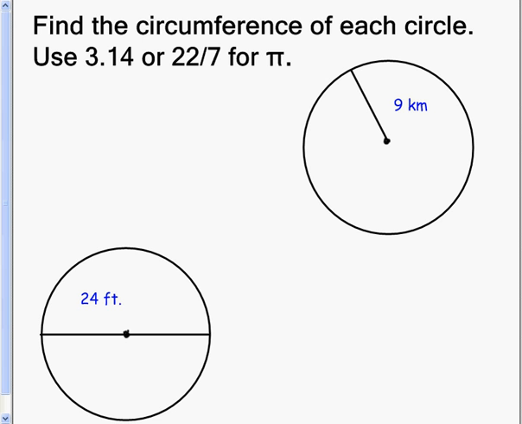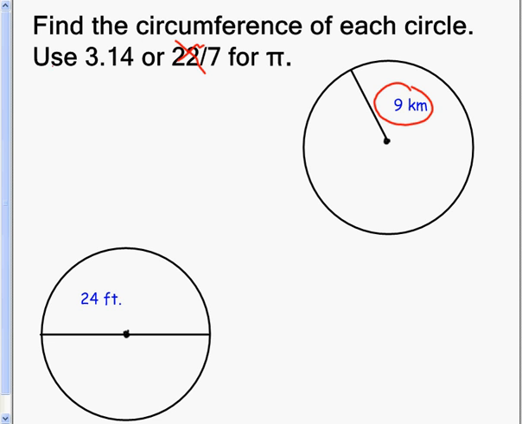Moving on. Find the circumference of each circle. Notice we'll take a peek. Is 9 a multiple of 7? No, so we're not going to use 22/7 on that one. How about 24? Is that a multiple of 7? 7, 14, 21. Nope, not going to use 22/7 on this whole slide.